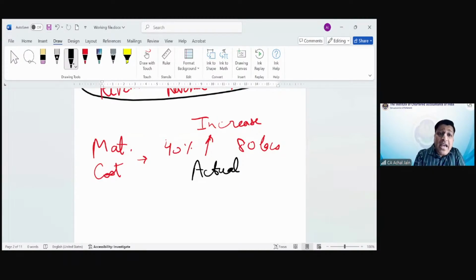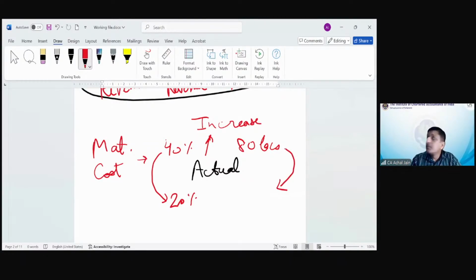Now against this actual increase, what is the permissible percentage? Neha, Nayan, please confirm. What is the permissible percentage? Nayan says 20%. Okay. So against this 40%, only 20% will be allowed. So therefore, against this 80 lakhs, what is the amount that you will be allowed? Yeah. So 20%, 40 lakhs. Supriya says 40 lakhs. Very good. So 40 lakhs will be allowed.